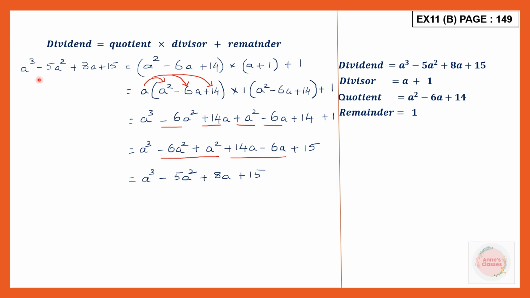What do we have on the left? Let's write that down here. Okay, so that is a cubed minus 5a square plus 8a plus 15. Now you need to check to see if the left hand side and the right hand side are equal. A cubed, we have a cubed, minus 5a square plus 8a plus 15. So as you can see, the left hand side and the right hand side are the same. That means we have verified our answer and our quotient and remainder are correct. So this is how we verify our answer.